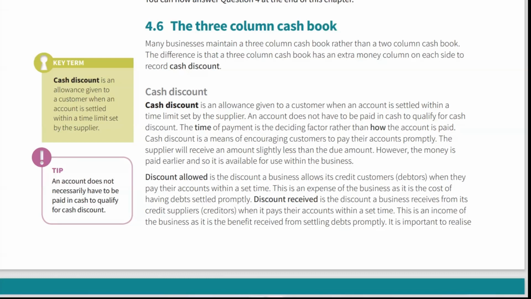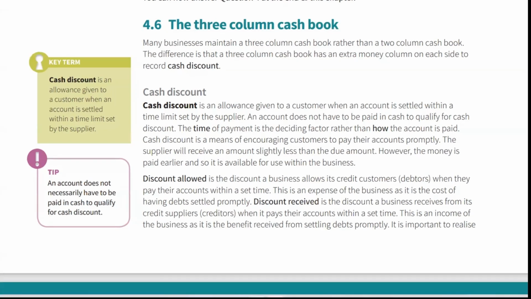You get it? Yes. Cash discount is an allowance or basically a discount given to a customer when an account is settled within a time limit set by the supplier. The word here is prompt payment. We say when the payment is made promptly or timely, right? Sir, I don't understand the definition written.